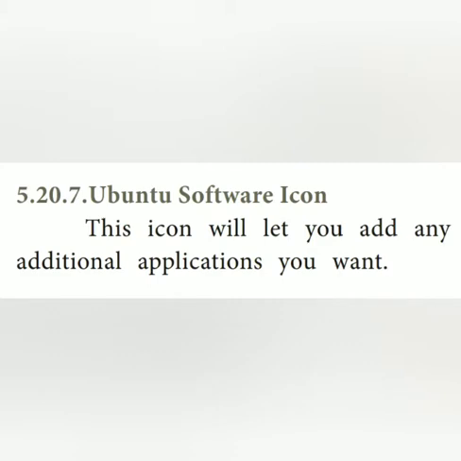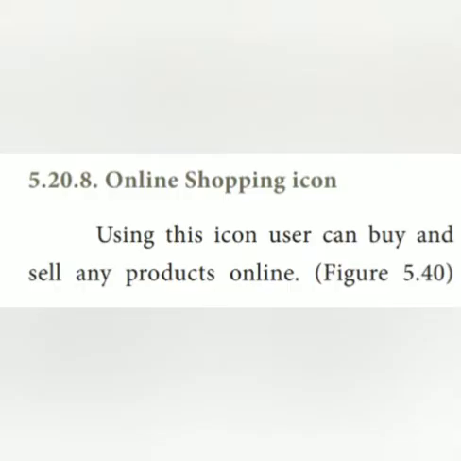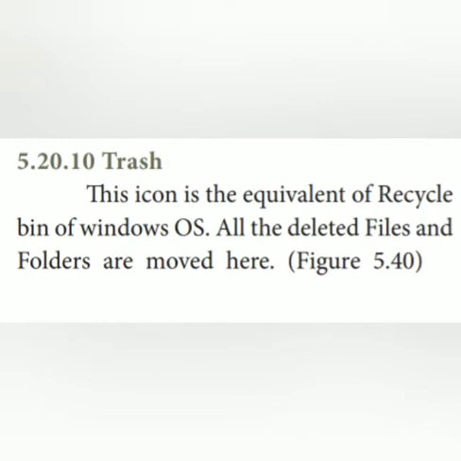The next one is the Ubuntu software icon. This icon will let you add any additional application you want. This can be done by clicking the update option at the top right corner of that screen. See the screen. This is the system settings icon. This is like the control panel. The next one is the online shopping icon. Using this icon, users can buy and sell any products online. It's like Amazon software.